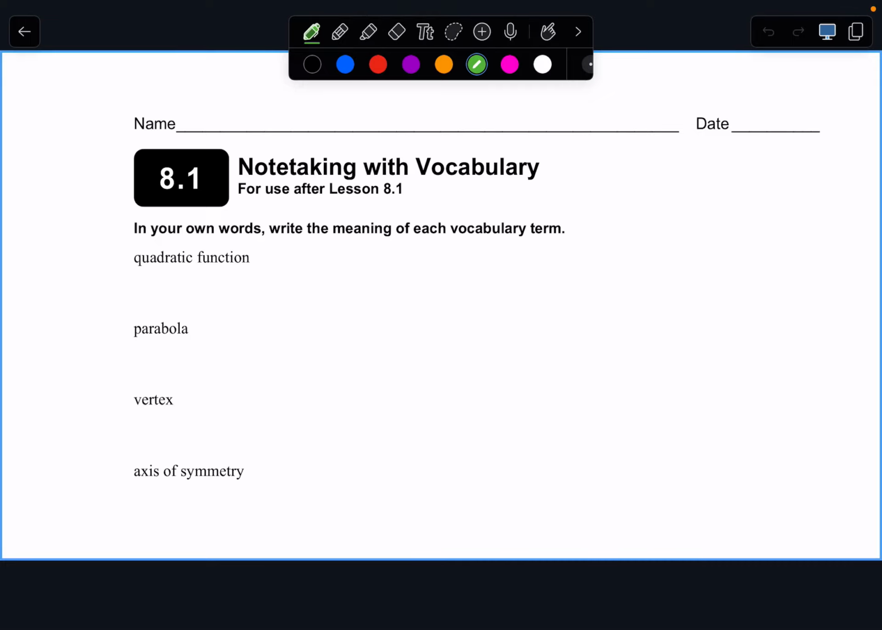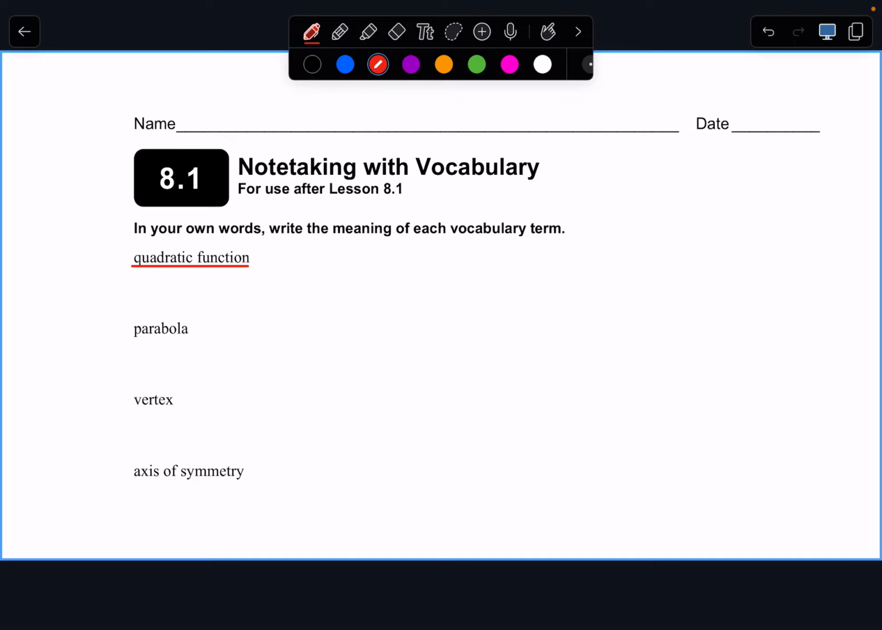What we just did in chapter 7 with our factoring will come back in this chapter 8. Okay? What we are going to do in chapter 8: chapter 8 is all about quadratic functions.